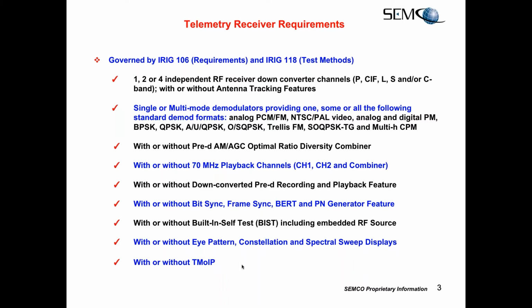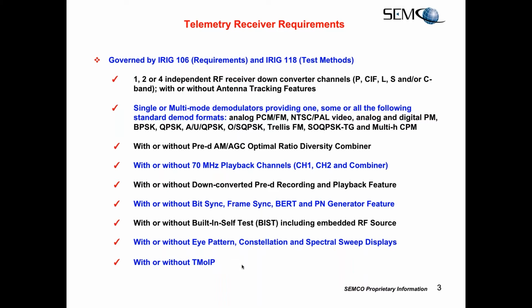Now, typically a telemetry receiver will either be a single channel receiver, a dual channel receiver, or in some cases a quad channel receiver. And it can be in either one frequency band or it can be in P band, which is 200 to 500 megahertz. The CIF band, the down-converted C band, which is 300 to 1150 megahertz. L band, which is typically from around 1415 to about 1850 megahertz. And then S band, which covers 2185 to 2485. Or lower C band, which is 4400 to 5250 megahertz.